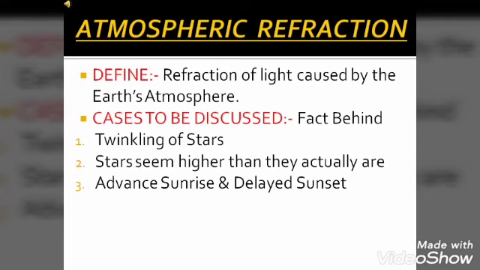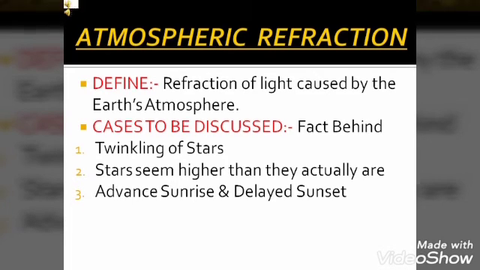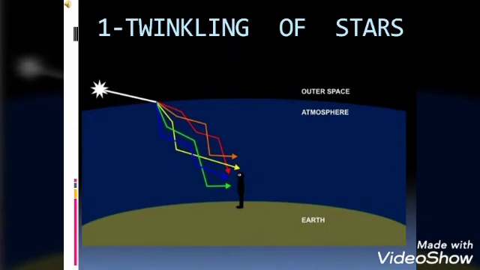First we talk about the twinkling of stars. This is due to the fact that the continuously changing atmosphere refracts the light from the stars by different amounts from one moment to the next. So the starlight reaching our eyes increases and decreases continuously due to atmospheric refraction, and therefore the star appears to twinkle at night.